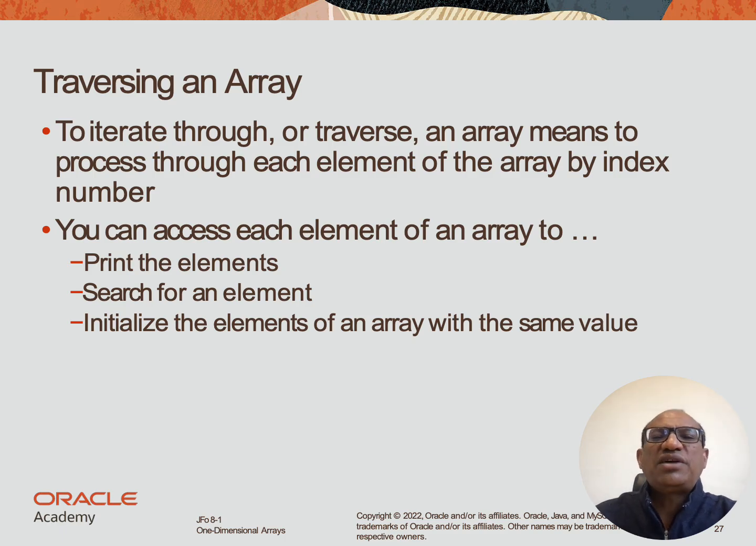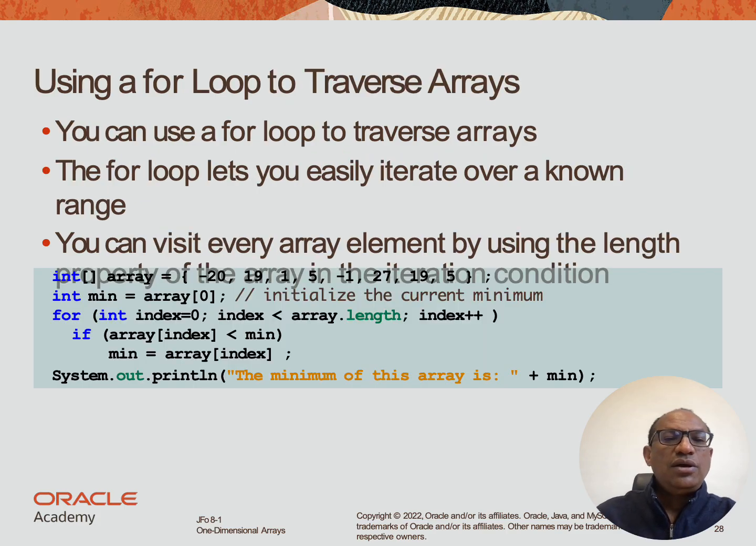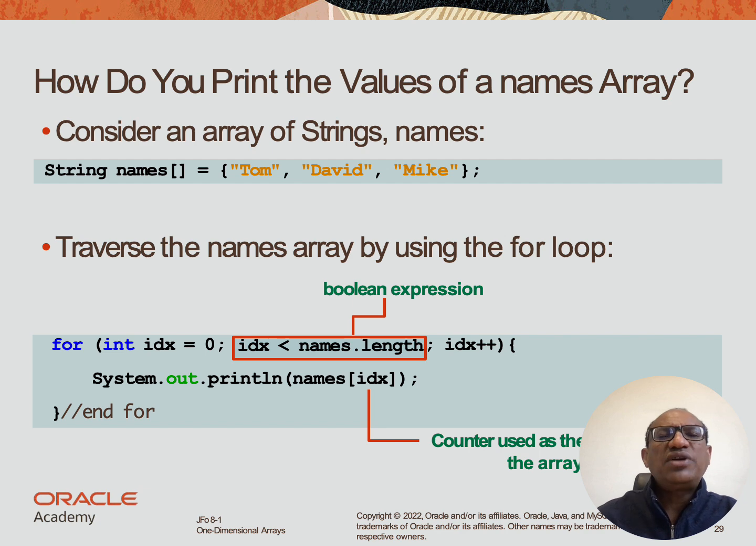Now let's talk about traversing an array, meaning visiting each element one by one. You'll usually use a for loop: for (int i = 0; i < array.length; i++) System.out.println(array[i]). When traversing, using the array's length property helps you know how many iterations are required.